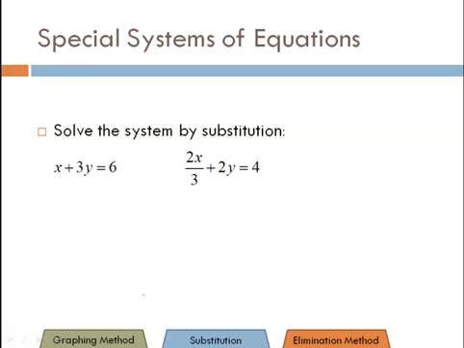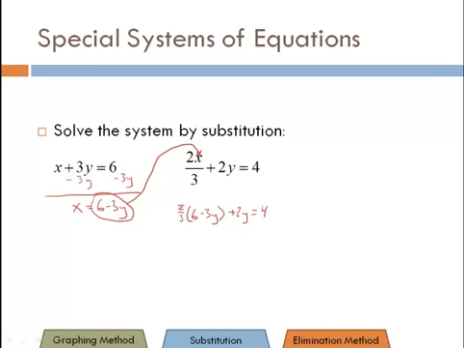Let's look at the same system and solve it this time by substitution. So, if I look at this first equation, I see an x that's not too hard to get by itself, so that's how we'll proceed. Subtract 3y's from both sides, and x equals 6 minus 3y. Then we'll make our substitution over here. So 2x over 3 is the same thing as 2/3 x. So I'll write 2/3 times 6 minus 3y plus 2y equals 4.